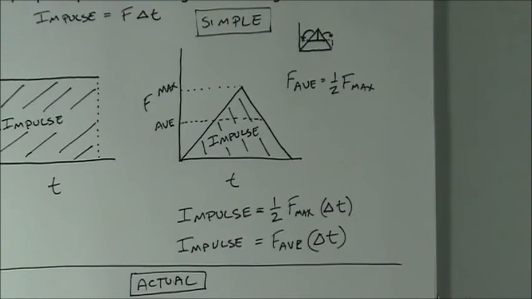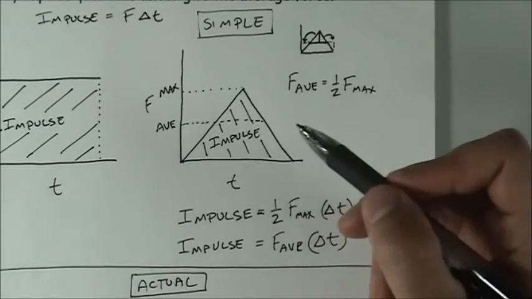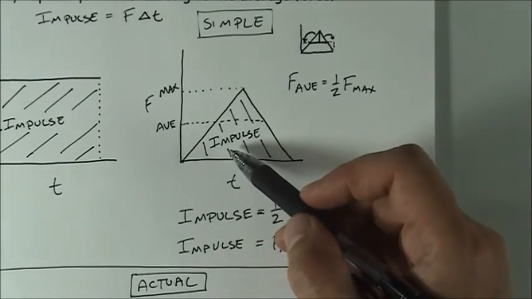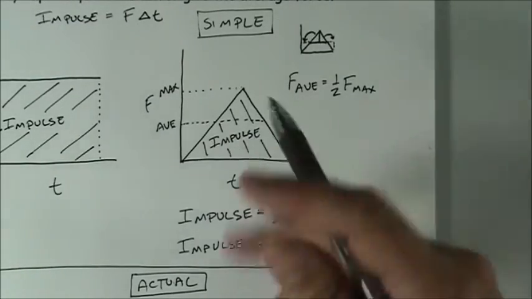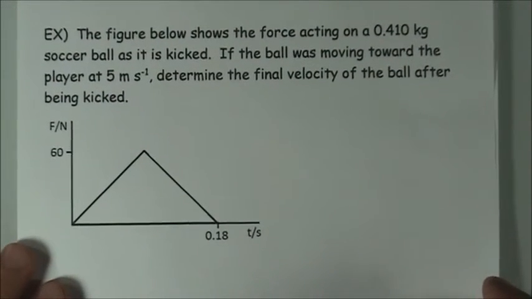Because it's very unlikely that you're going to see a question in which all they simply ask you to do is to find the impulse of a particular graph, or the graph of a particular object. There's no point to that. So, let me give you an example problem in which we can use that information to figure out something a little more complex.